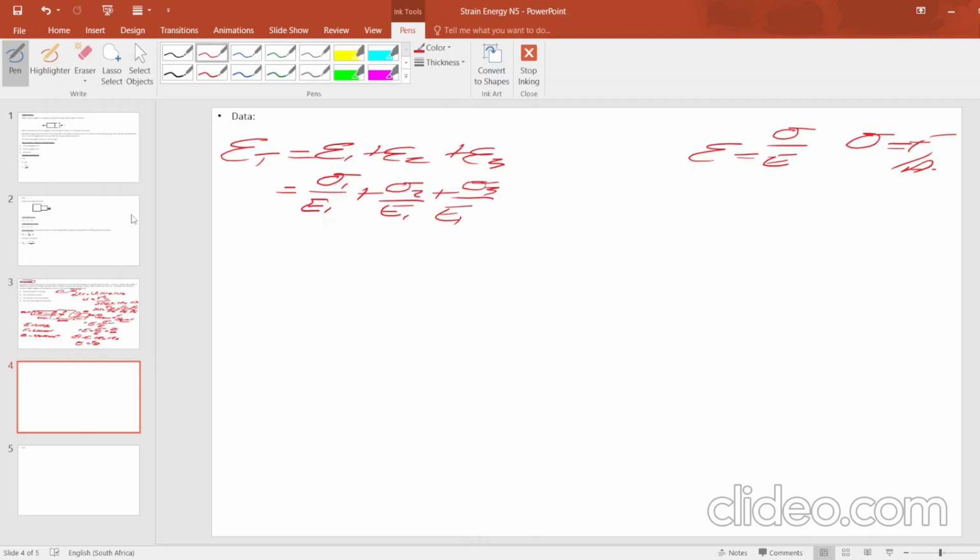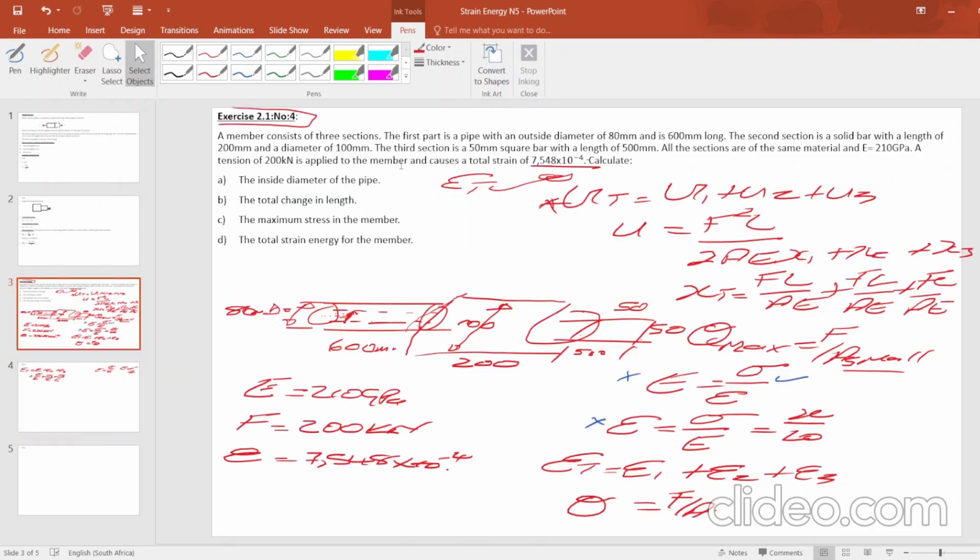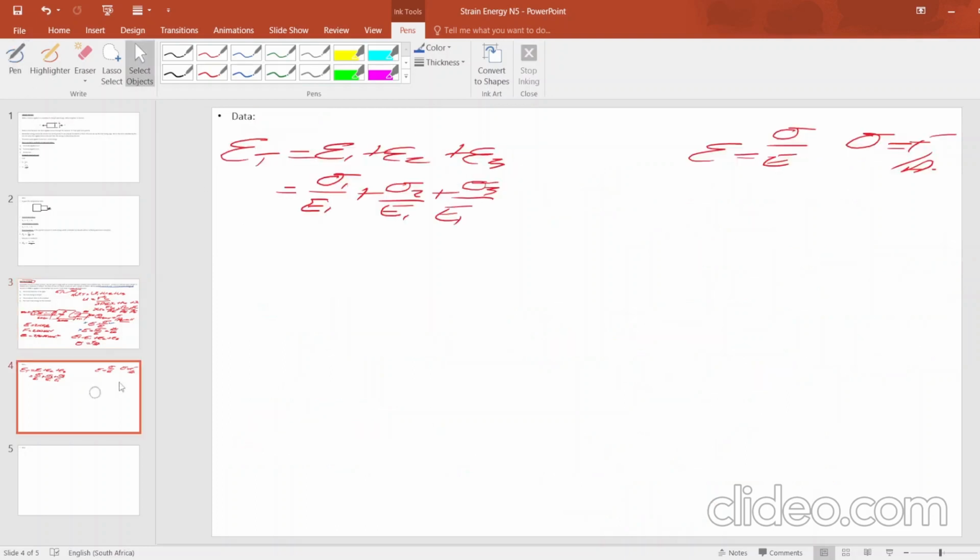Now, why am I writing 1? Because in the given information, they said the second bar, the third bar, all the sections are the same material, and E equals 210. That is why I'm saying E1, because it is common. Now, let's take out the common factor. It is 1 over E, stress 1 plus stress 2 plus stress 3.